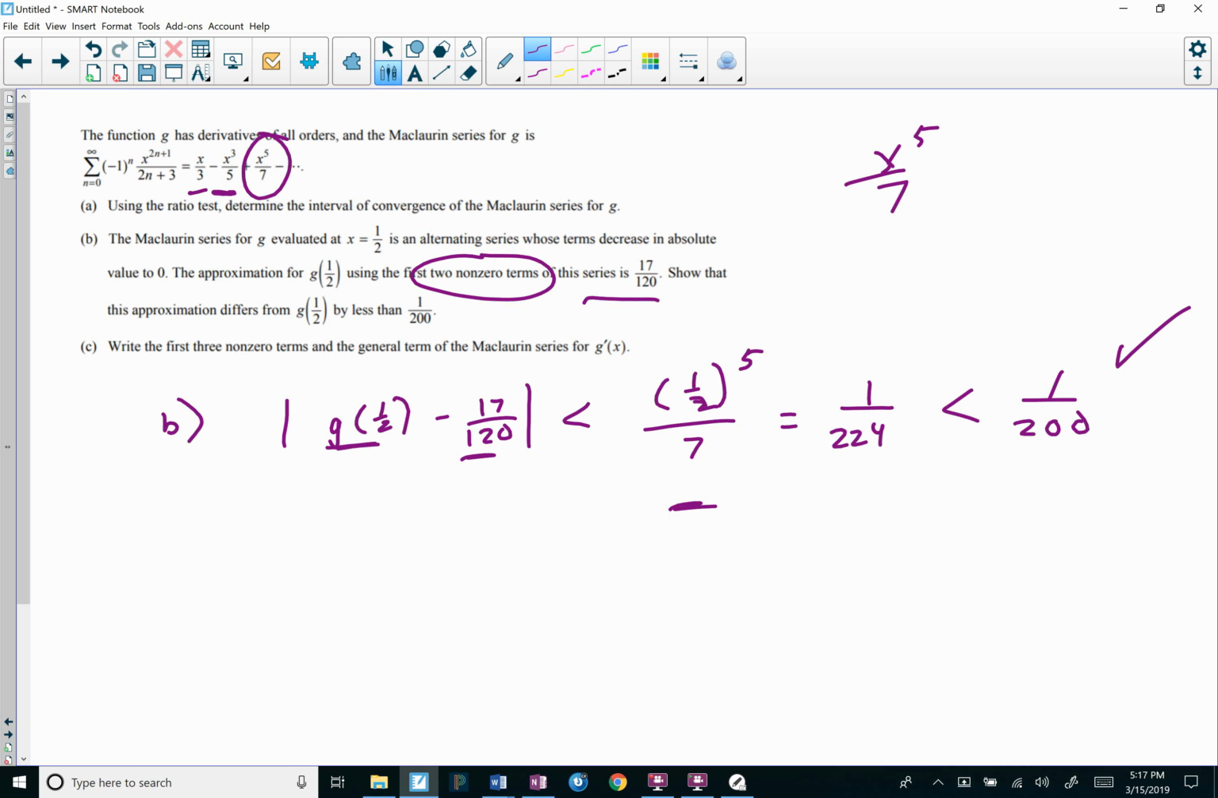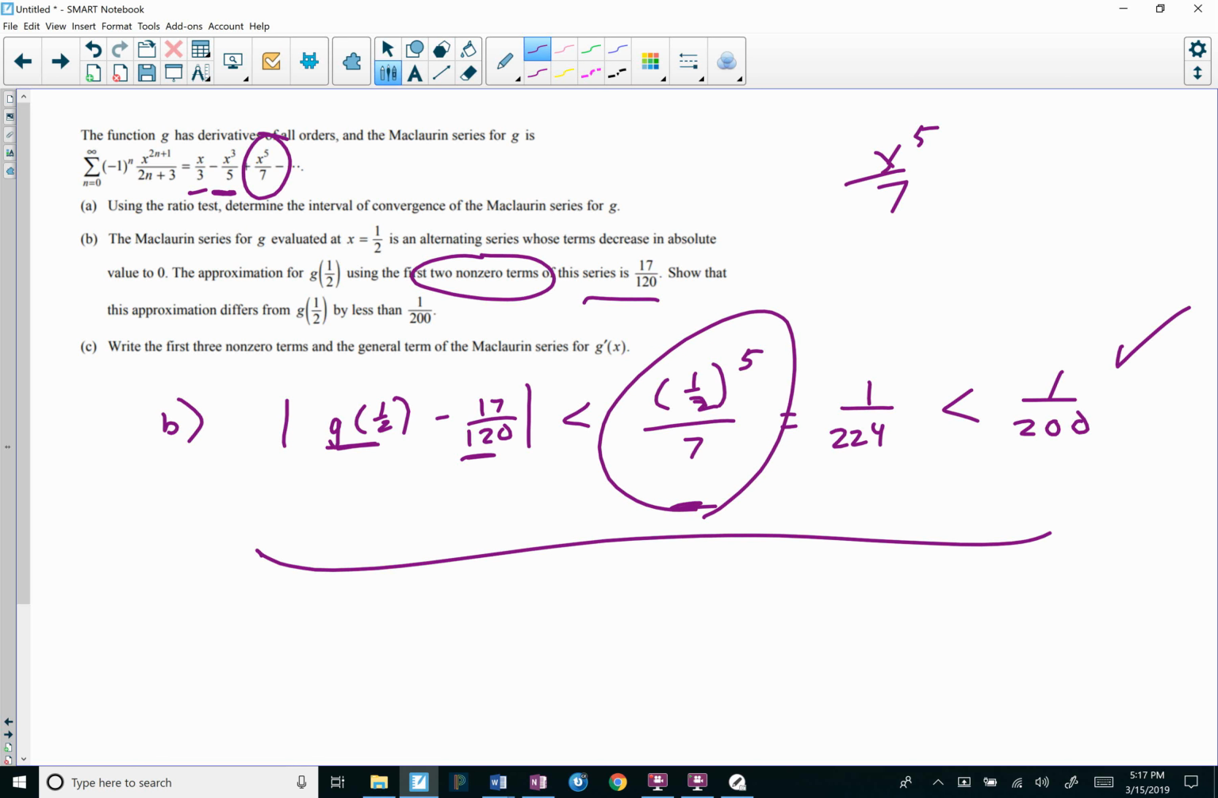So as long as you have that next term, this is worth only 2 points. So if you recognize you need the third term, and then just actually writing it all out as your error bound is another point. Okay, but this is a very, very common question. It's just confusing how they say it. But if they're asking for the error, you always want to look at the next term higher.